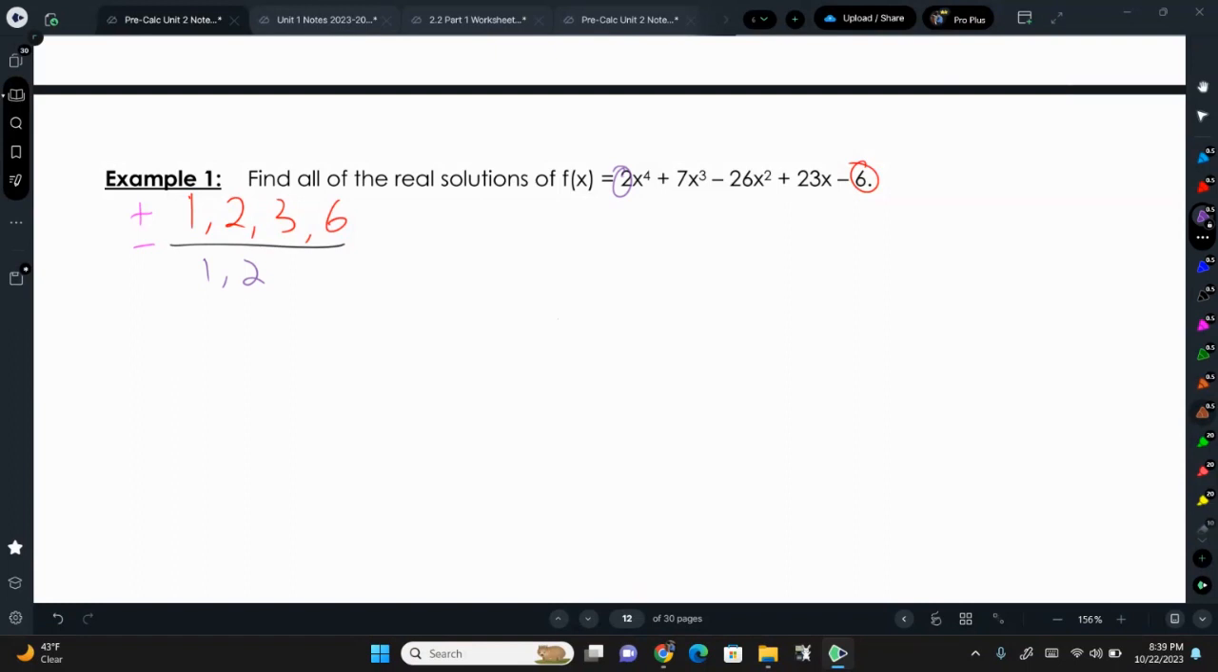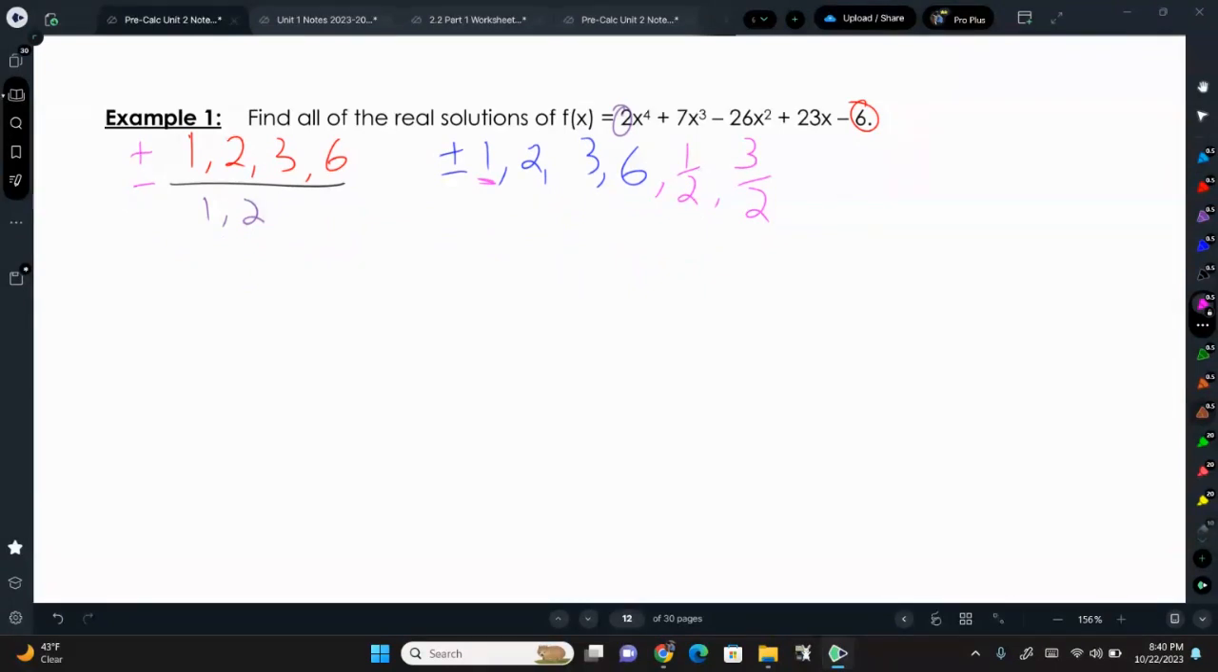So if we were to write them all out, it's going to be all of these numbers over 1. So plus or minus 1 over 1, 2 over 1, 3 over 1, 6 over 1, and then all these numbers now over 2. So 1 over 2, 2 over 2, which is 1, so we don't need to write it again, 3 over 2, 6 over 2, which is 3. So we have plus or minus 1, 2, 3, 6, 1/2, and 3/2. So there's 10 possibilities that we could have.